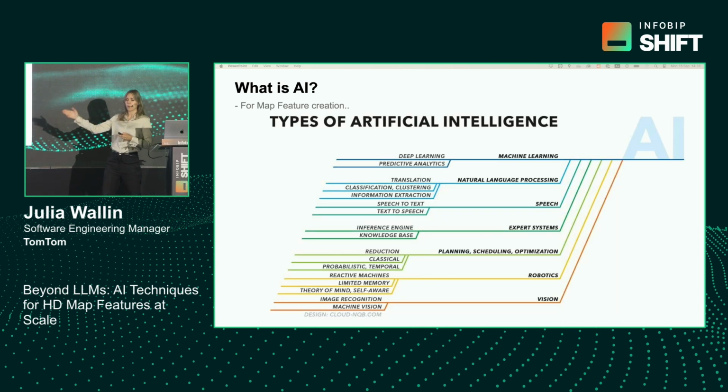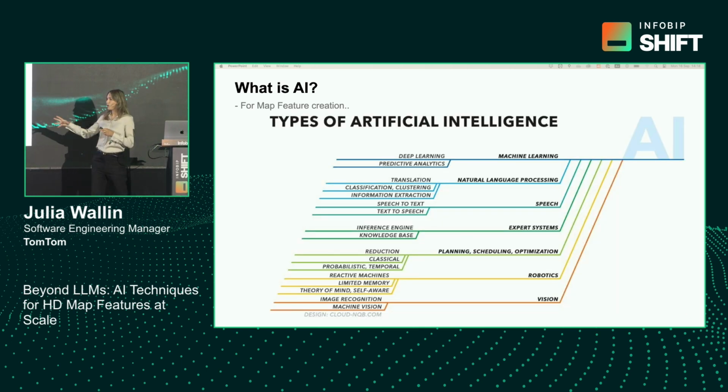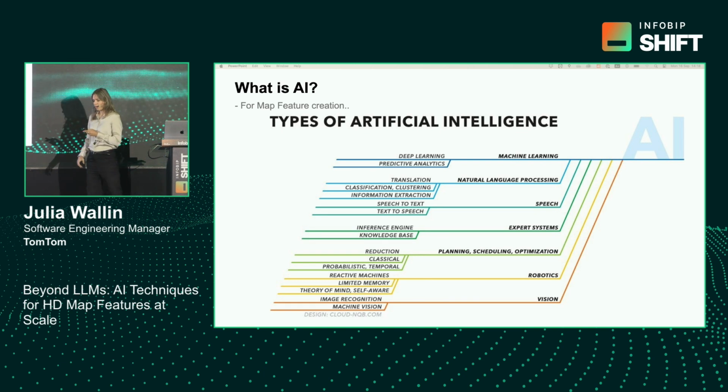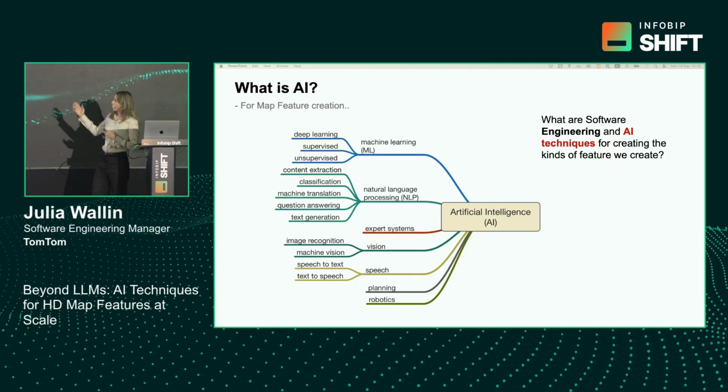And here's yet another way to see it, like attempts to kind of categorize different types of AI. And another one.